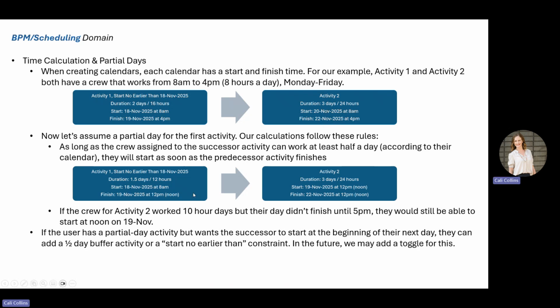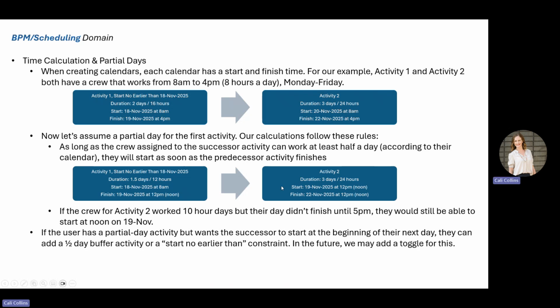So now let's assume that first activity is a partial day. So our calendars are going to follow this rule. As long as the crew assigned to the successor activity, so the calendar assigned to that successor activity here, the next activity in line, can work at least half a day according to their calendar, they will start as soon as the predecessor activity finishes. So in this example, this one's only a 1.5 day long activity. They started at 8 a.m. on November 18th, and they're planned to finish at noon on the 19th.